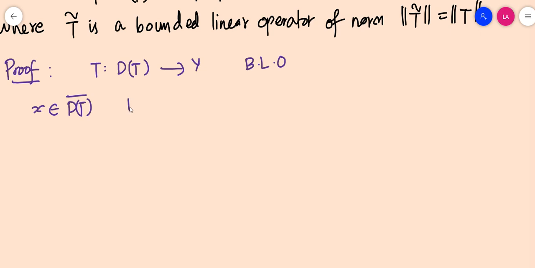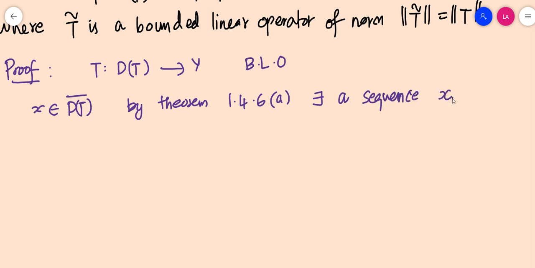Then by theorem 1.4.6a, every element in the closure can be defined as a limit of a sequence which is defined on the space. So there exists a sequence xn element of D(T) such that xn converges to x. This theorem states this. So you should be noting this theorem.